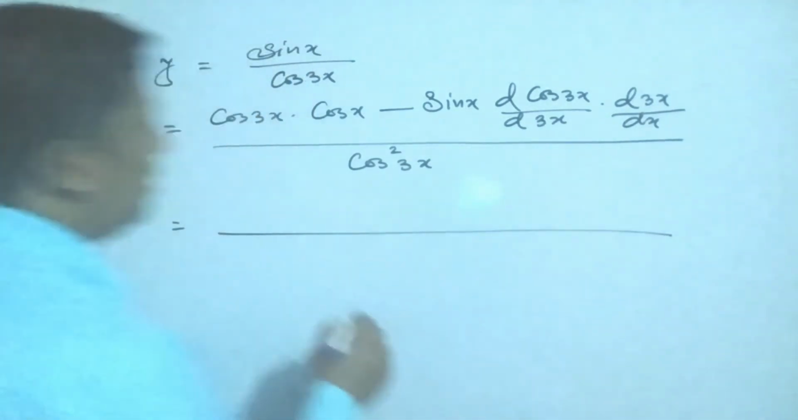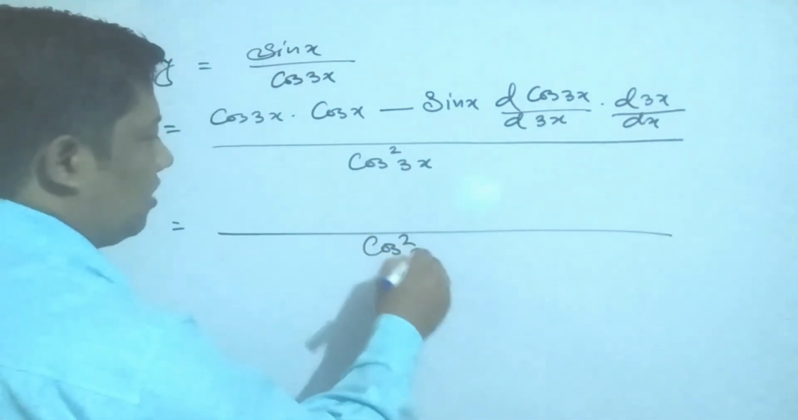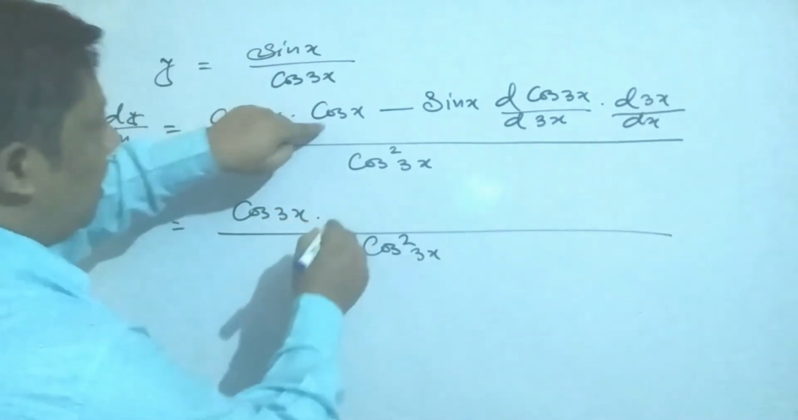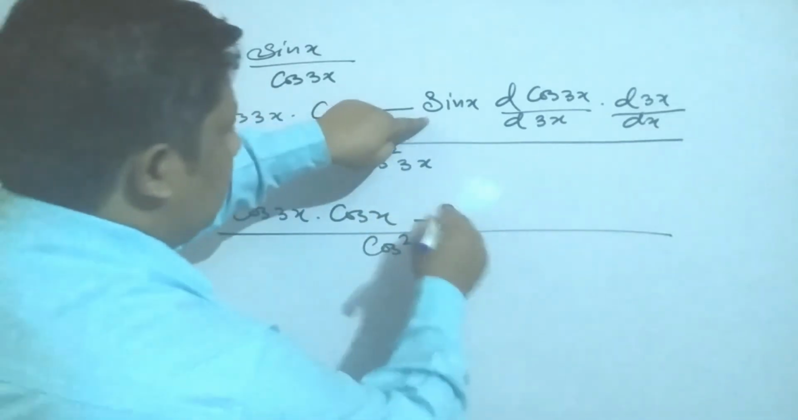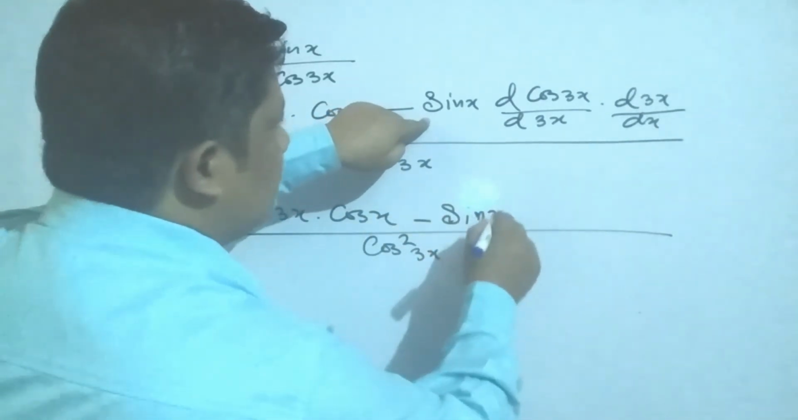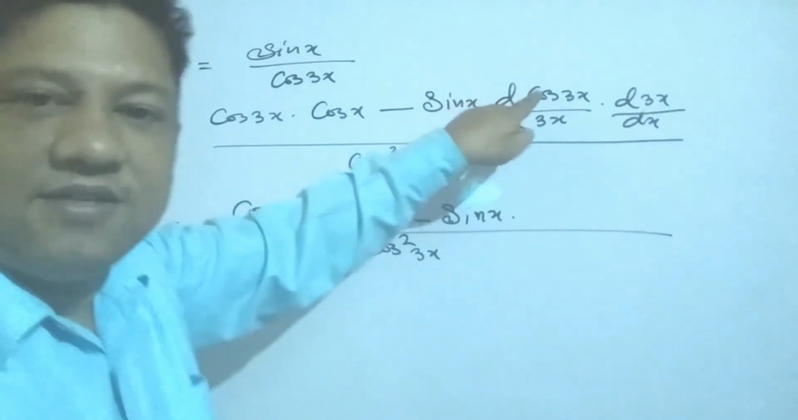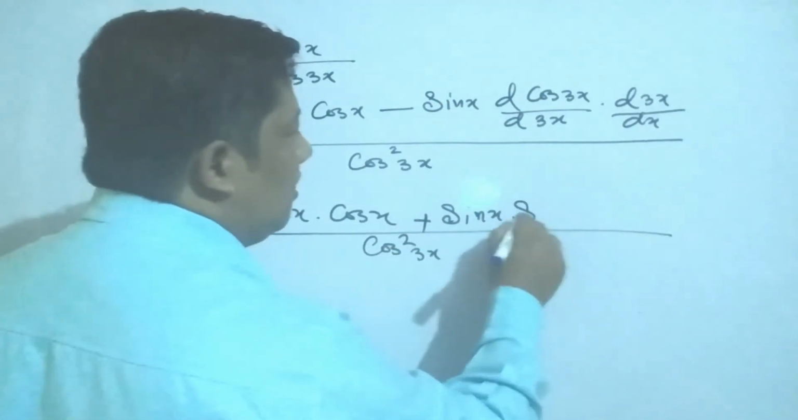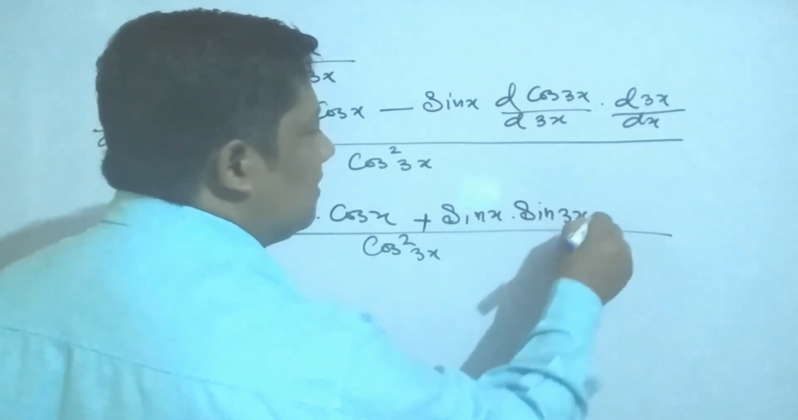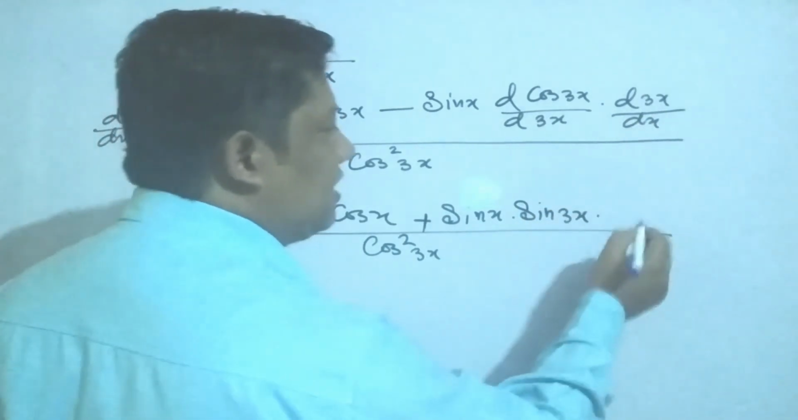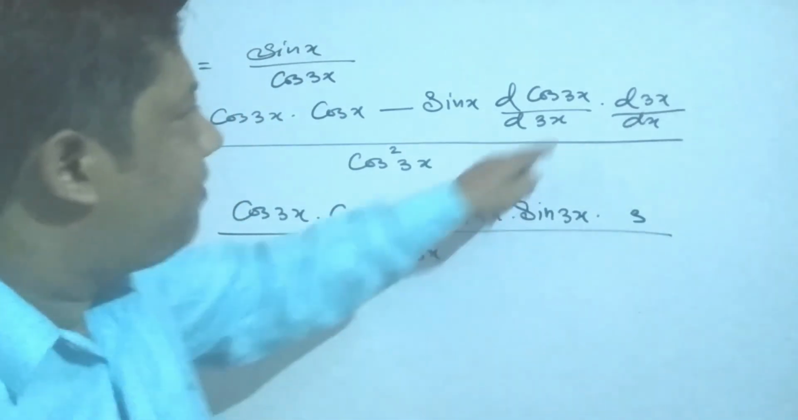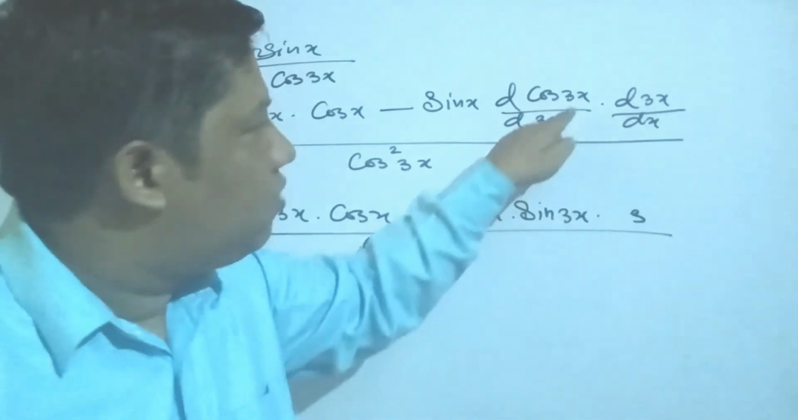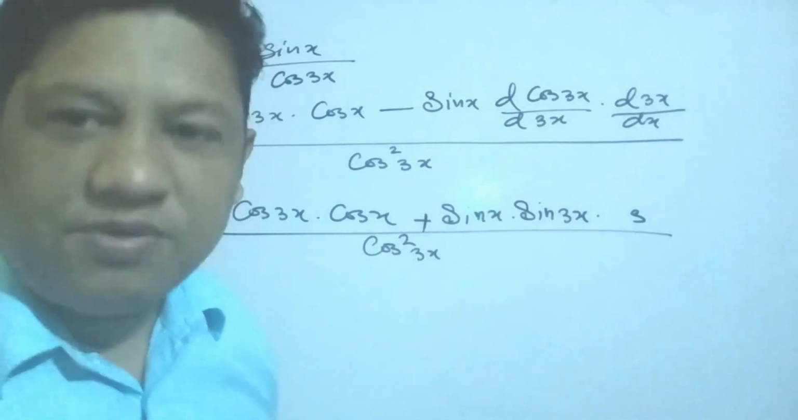So my students, you get how much? Cos square 3x in the denominator, and cos 3x times cos x minus sin x, and the differentiation of cos x, you get minus sin x, so minus minus becomes plus sin 3x, and the differentiation of 3x you get how much? 3. Because if any question shows 3x, then the denominator also has 3x, because the angle should be equal, otherwise you cannot differentiate.